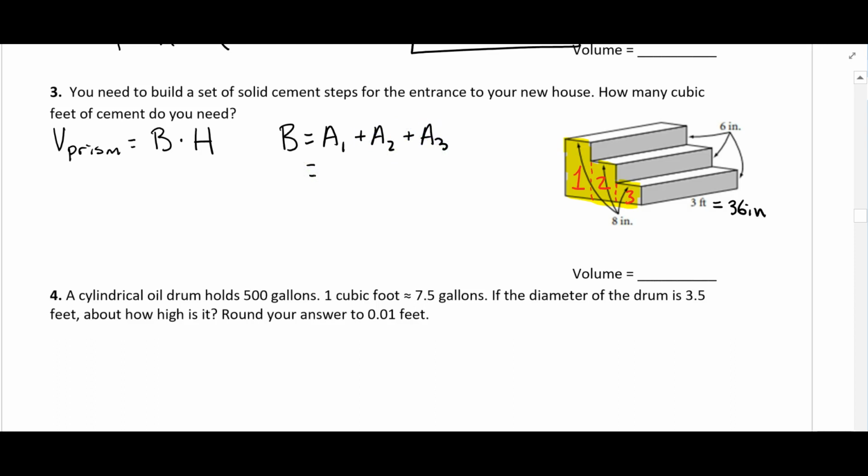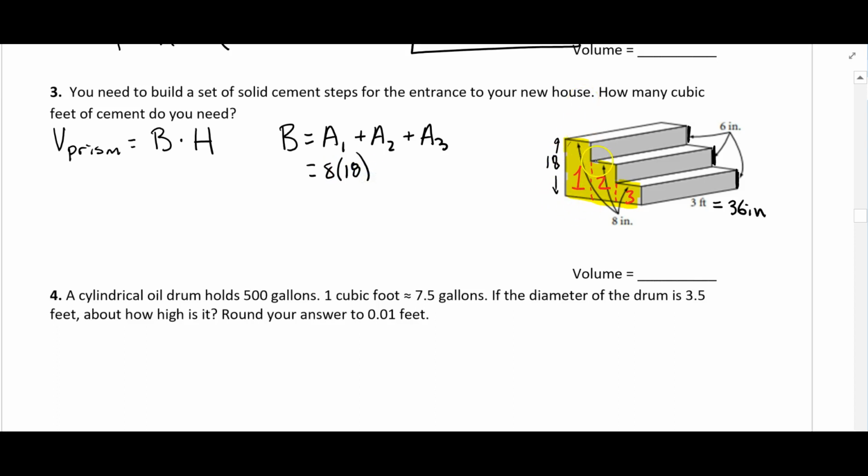So let's look at the first one. I can see that all 3 of my rectangles are going to have a base of 8 inches. So that's going to be 8. And then the height is this whole distance here. And I can see that these 3 pieces here are each 6. So the height of the top step then must be 6 times 3 or 18. So 8 times 18, that's for rectangle 1.